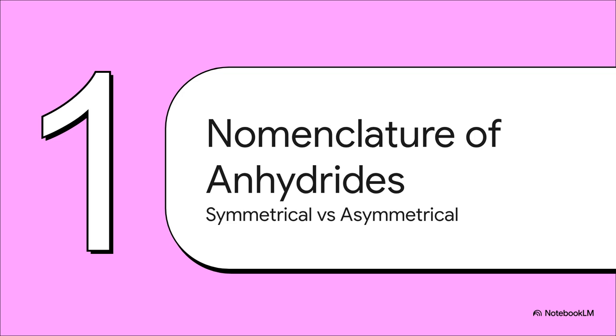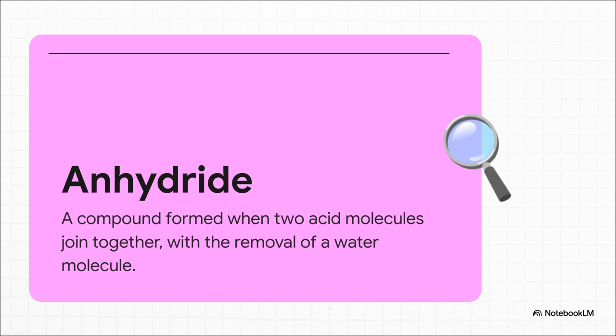Now, don't let the name intimidate you. You'll see that the logic behind how we name them is actually super intuitive. So here's the one thing you really got to remember. An anhydride is basically what you get when two acid molecules get smushed together and a water molecule gets kicked out. If you can just keep that one idea in your head, the naming part pretty much solves itself.